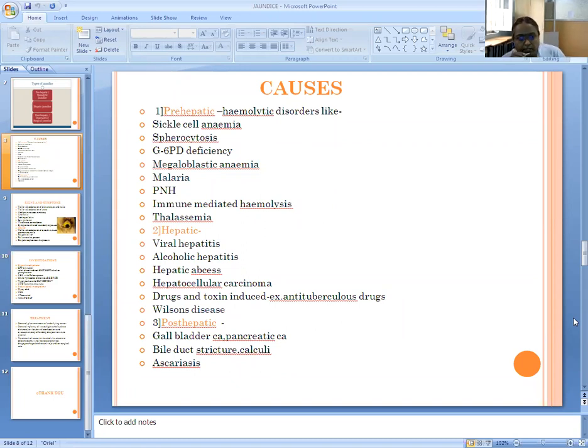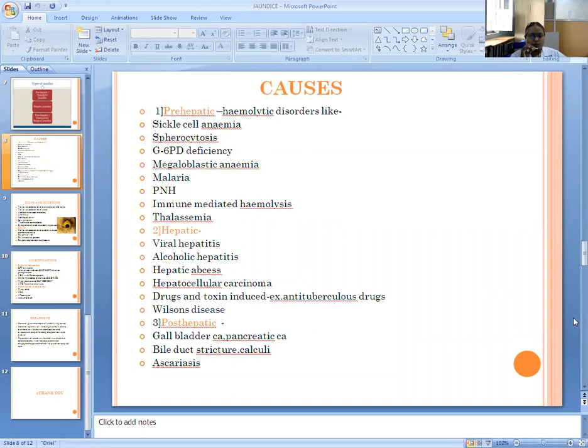Then Wilson's disease. Wilson's disease means there is excessive copper deposition in the liver, which is mainly because of enzyme deficiency. So hepatic causes mainly include viral hepatitis A, B, C, D, E, alcoholic hepatitis, very common in our India, then hepatic abscess, which can be bacterial or amoebic, malignancies of the liver, drug and toxin induced injury, mainly anti-tuberculous drugs, and Wilson's disease.